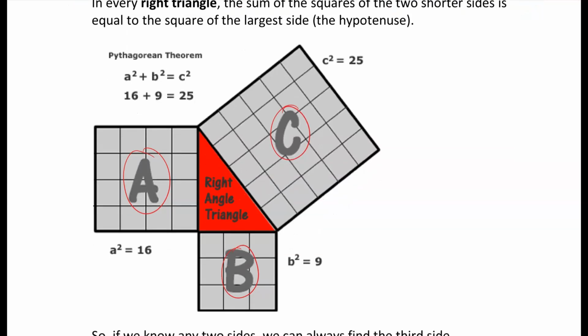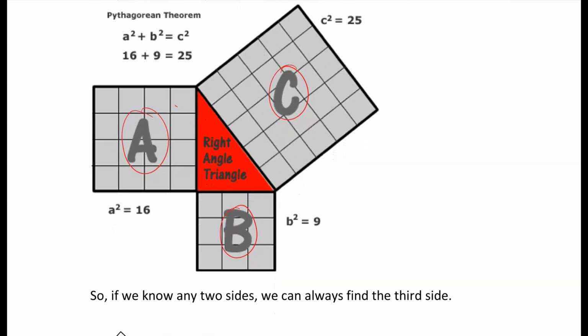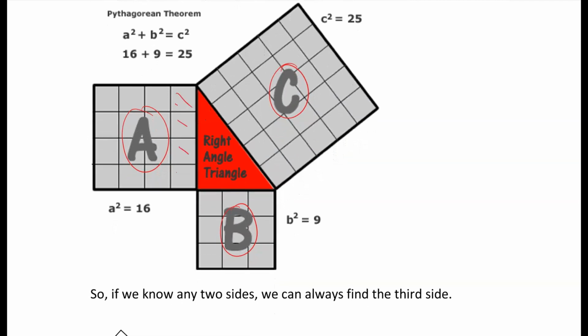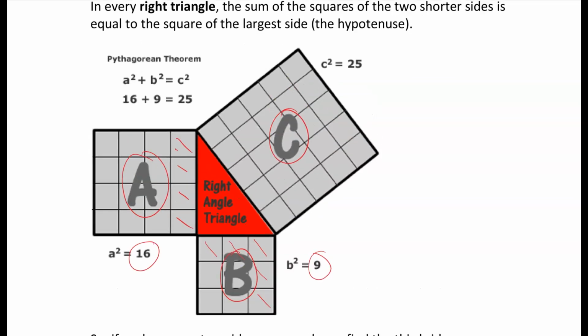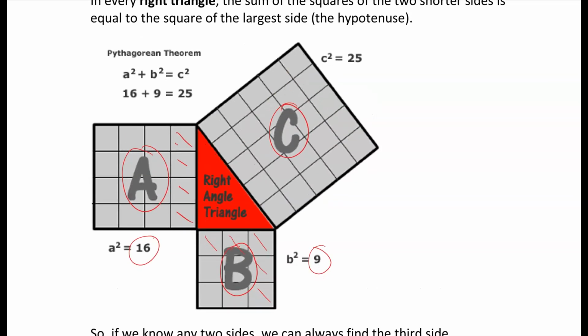This means that if we have one that is 4 by 4, it's going to add up to 16. We have 3 by 3, it's going to add up to 9. So 16 plus 9 will be equal to this one, which is 5 by 5, which makes 25. So this stays true to the theorem.